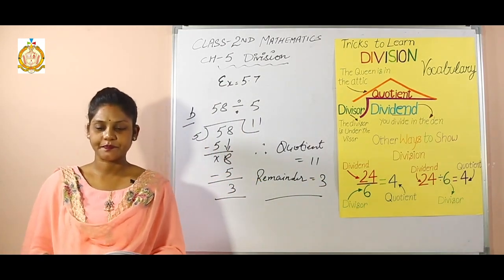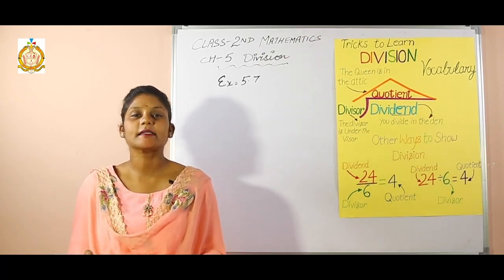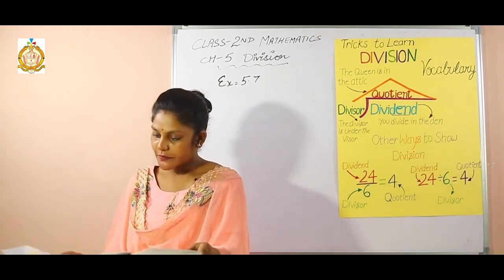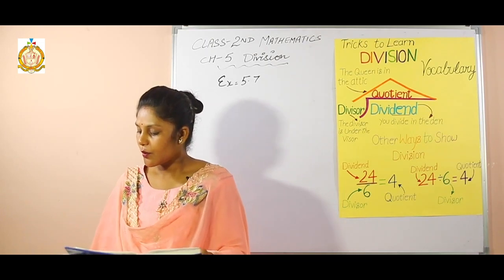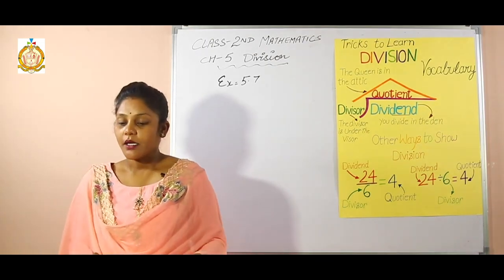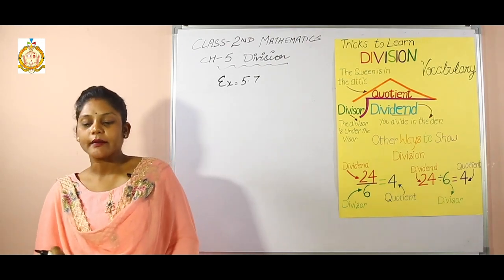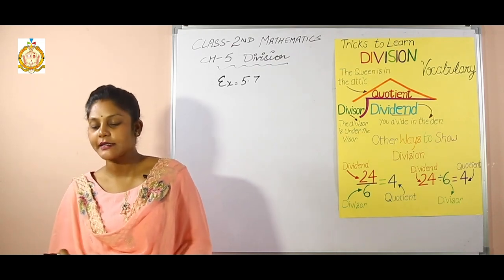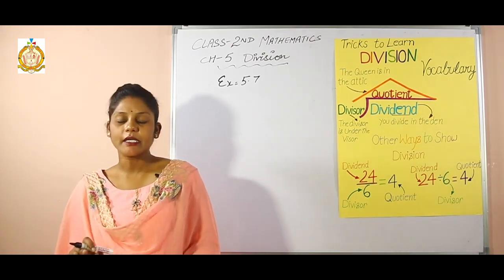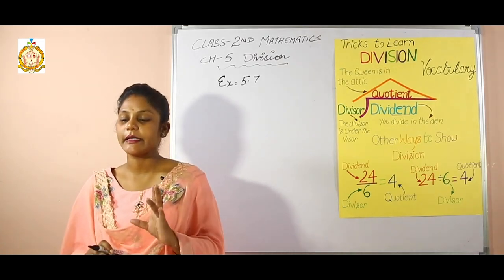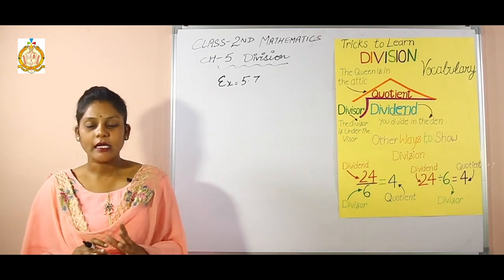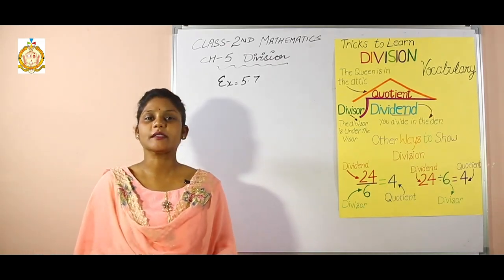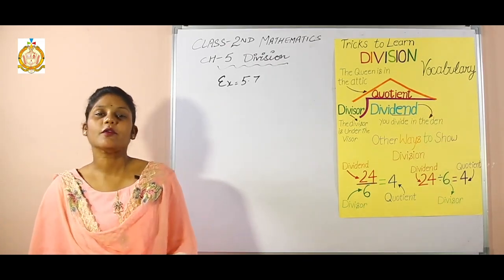Clear, everyone? Okay. Now I want to explain exercise 5.7. Please open your book, page number 113. Divide using division and write the quotient and the remainder in each case. In this exercise there are 6 parts. In each and every part you write only the quotient and the remainder in each case. In the previous video there was no remainder. In this video I want to show you the verification and the formula for the remainder.